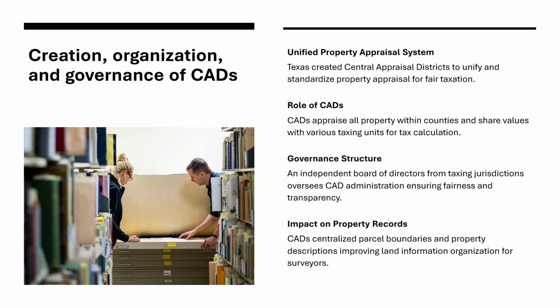This problem was serious enough that in 1979, the Texas legislature passed major reforms under the Property Tax Code, which went into effect in 1982. The goal was to create unified, fair, and consistent appraisal systems. Instead of dozens of overlapping authorities, each setting their own values, the law created central appraisal districts for every county in Texas. Each CAD became the single agency responsible for appraising all property within its county for taxation purposes.